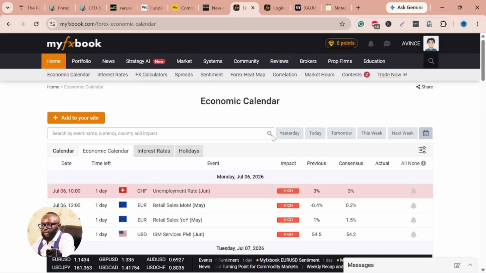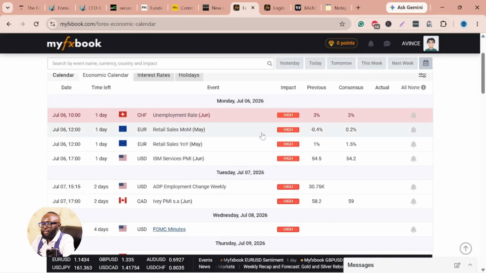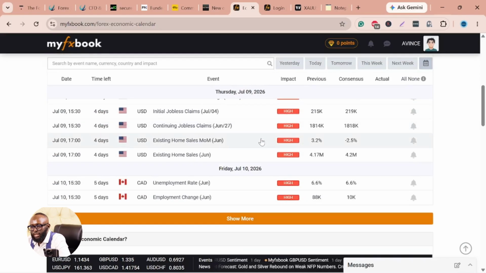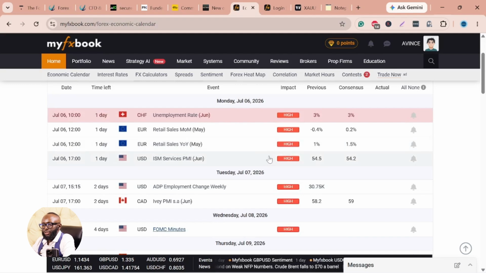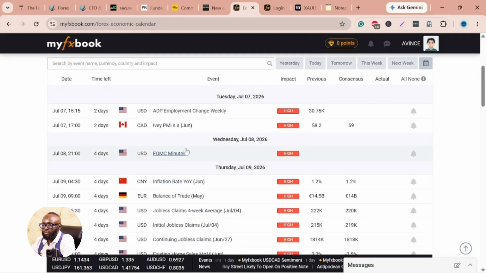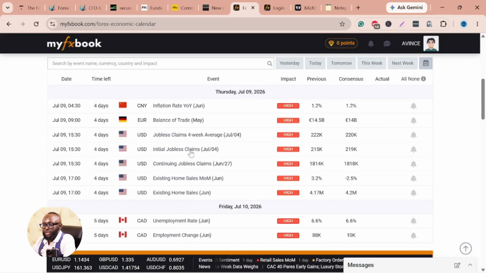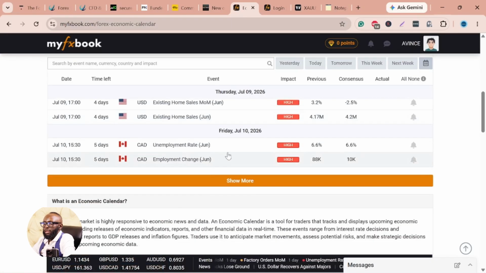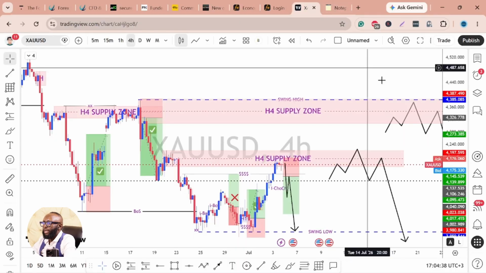Now, we will be starting off with the economic calendar as usual. Looking at this coming week from 6th until 10th July, I think the key day that you need to be aware of is at least Wednesday, where we're going to be having the FOMC minutes, which usually give the direction of interest rates in the US. Also on Thursday, we're going to be having some heavy news touching on Euro and USD. Then Friday, we're going to be completing the week with some hard news. Now, let's jump straight into the weekly market analysis.